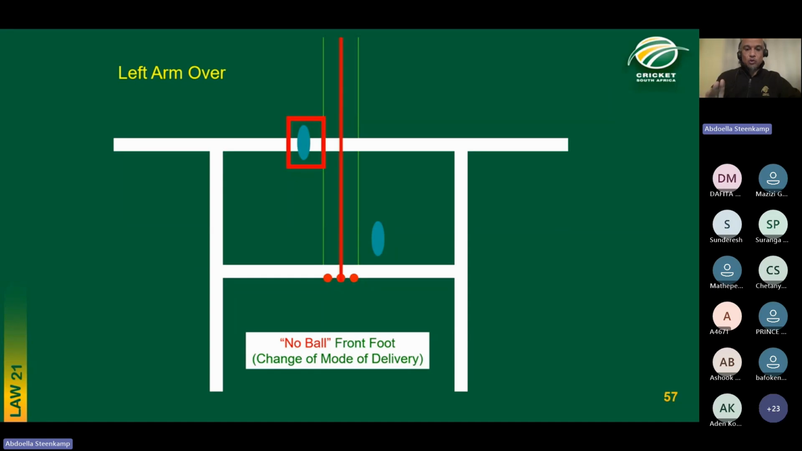The law also wants the front foot to be the same side of the imaginary line. If it goes over on the other side, it will be a no ball because the law sees this as the bowler changing mode of their delivery. If you can just visualize, this is a left-arm bowler bowling over the wicket. Just see where that front foot lands. It's landing right on the other side of the imaginary line from middle stump to middle stump. And because of that, this is a no ball.